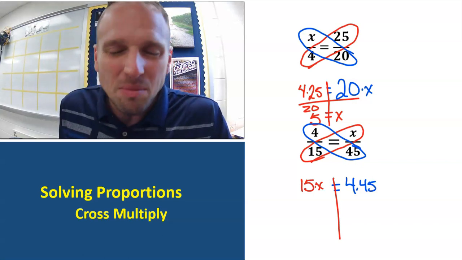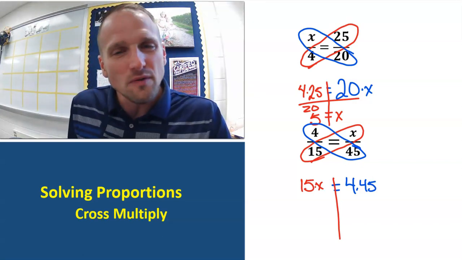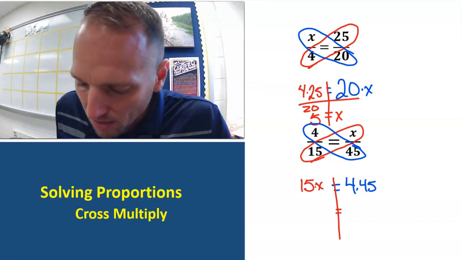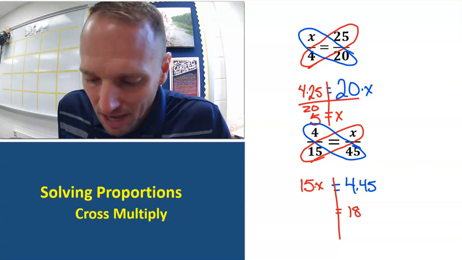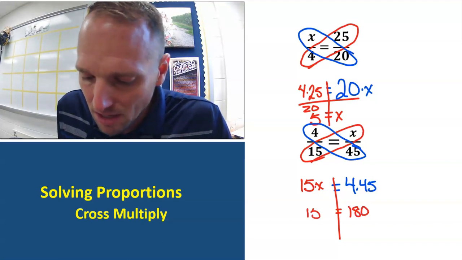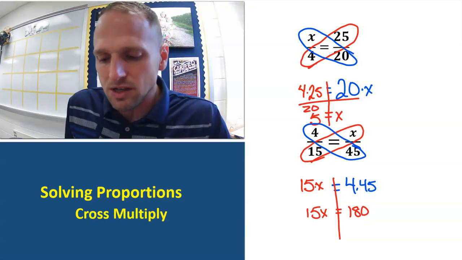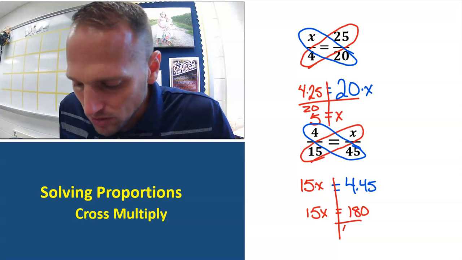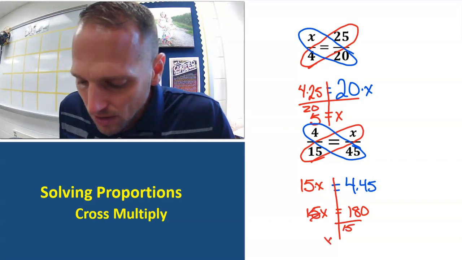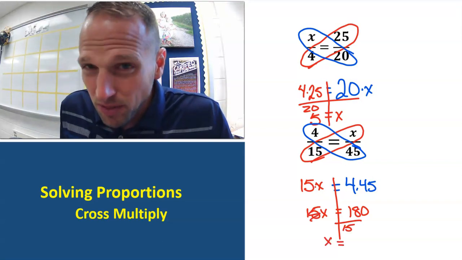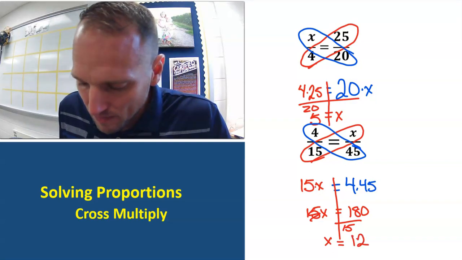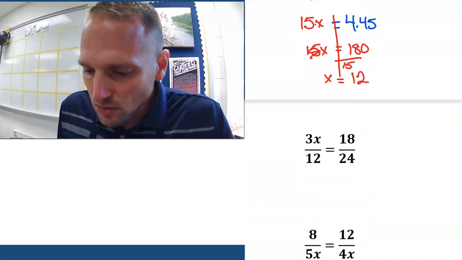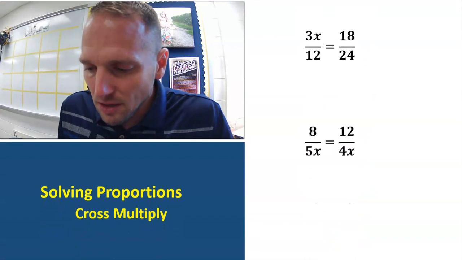Now, I think maybe I'll just clean this up a little bit first. 4 times 45, I think, is going to be 180. So I've got 15 times x equals 180. No sweat. All we've got to do is divide this. One-step equation, divide by 15. We're going to get x equals, I think this is going to be 12. X equals 12. Let's do some more, and let's get a little bit more difficult.